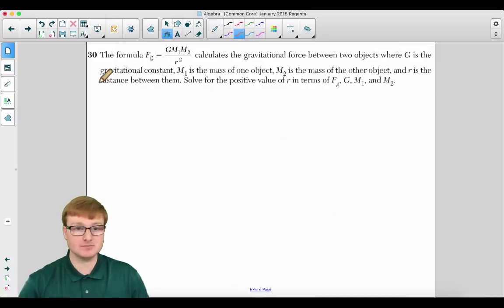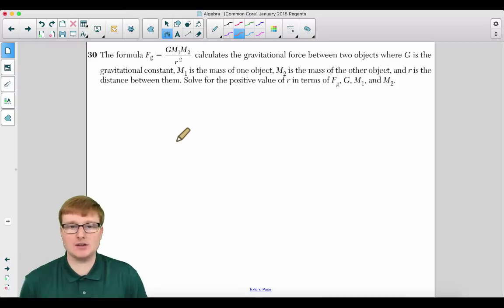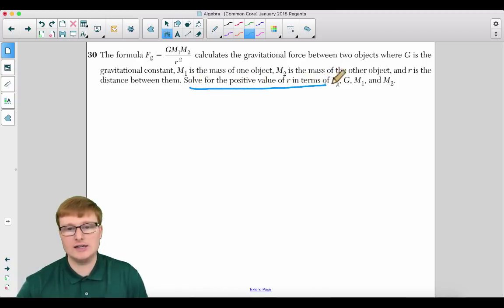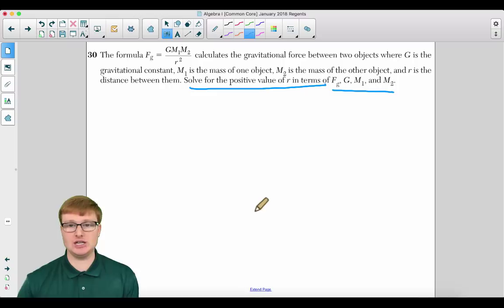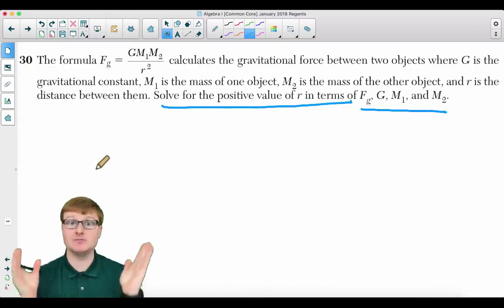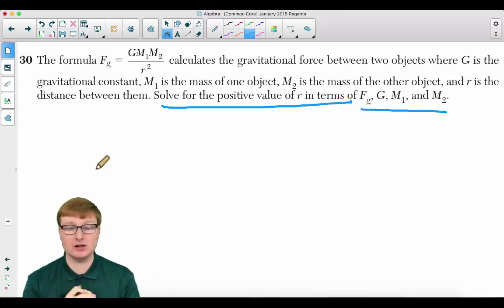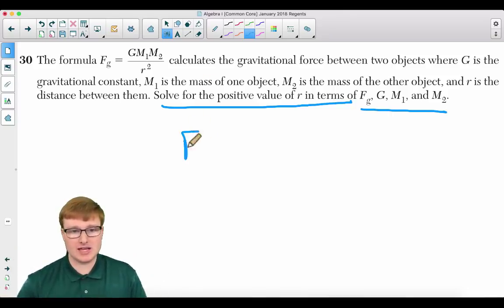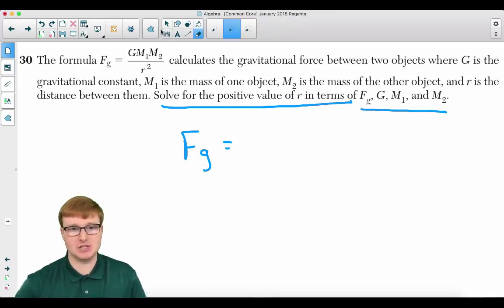Moving on to number 30. The formula F sub g equals g m1 m2 divided by r squared calculates the gravitational force between two objects, where g is the gravitational constant, m1 is the mass of one object, m2 is the mass of the other. It says, state the positive value of r in terms of F sub g, g, m1, and m2. So they're saying to solve for the positive value of r. All you're doing is taking F sub g and solving for r. Great. Let's do it.